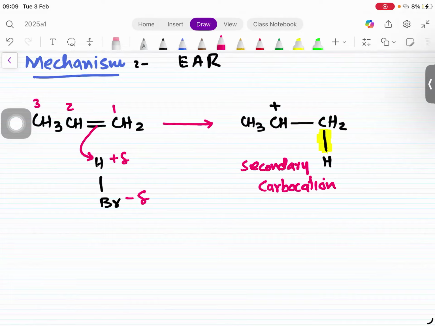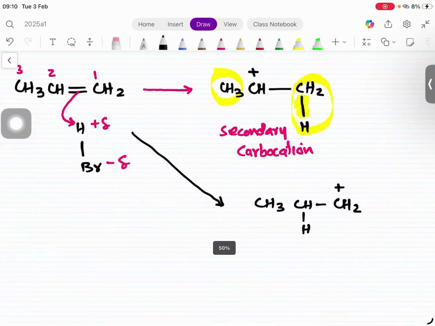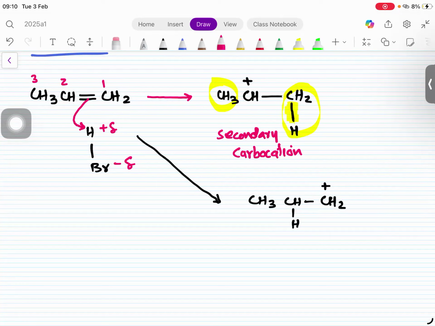because two alkyl groups are attached. Two alkyl groups attached, right? There is one alkyl group, this one, and there's another alkyl group, this one. So two alkyl groups attached, so it's a secondary. But there is another possibility. What is that possibility? If the hydrogen goes to carbon number 2, then it is going to be CH3CH2 and this CH2 positive. Okay? And this is again a carbocation, but this is what?